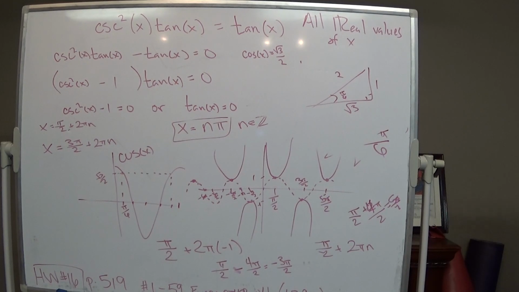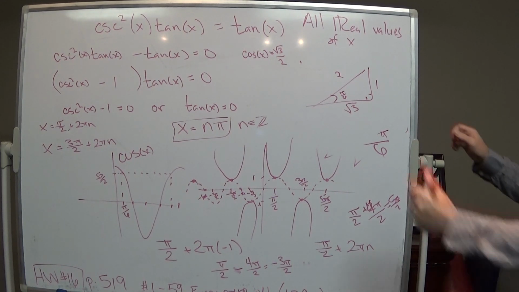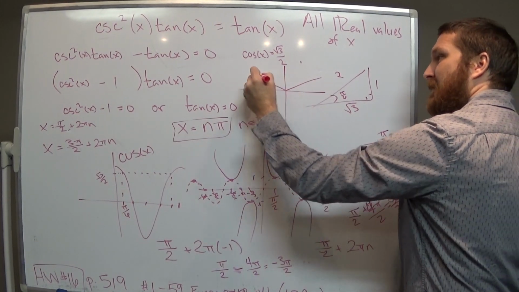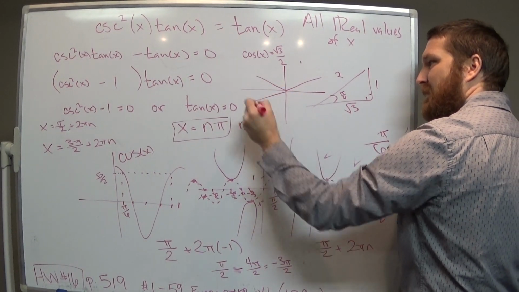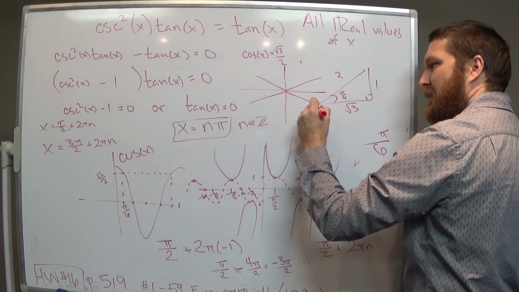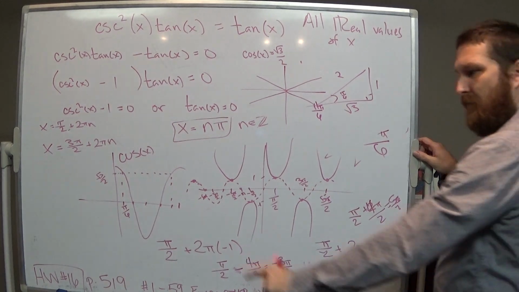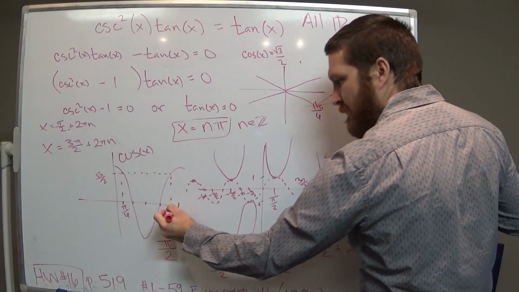From pi to 3 pi over 2. So 5 pi over 6? Or no, wait, 7. Think about it. Here's pi over 6, 5 pi over 6, 7 pi over 6, 11 pi over 6. We're in the fourth quadrant.